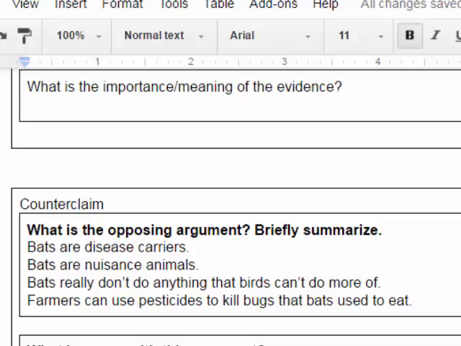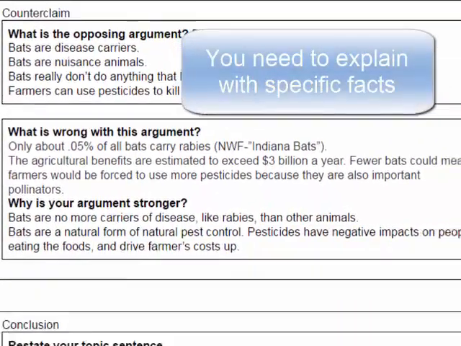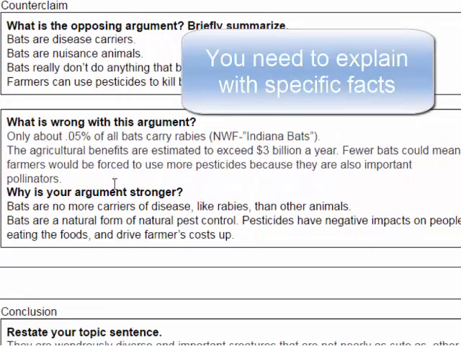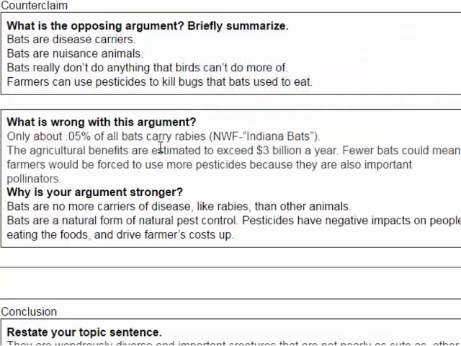So now I have to explain what's wrong with them, giving specific facts. And so I've identified only about 0.05% of all bats carry rabies, and my source. The agricultural benefits are estimated to exceed $3 billion a year. Fewer bats could mean farmers would be forced to use more pesticides because they are also important pollinators. Okay, great. Those are really excellent reasons to disprove the other side.